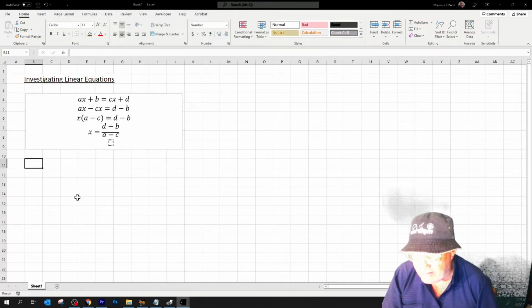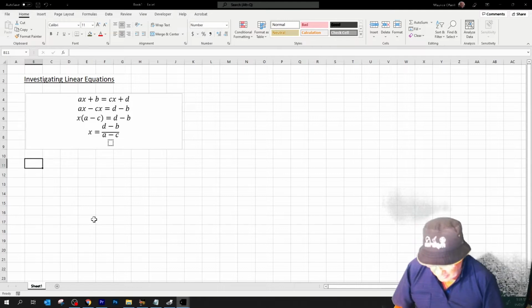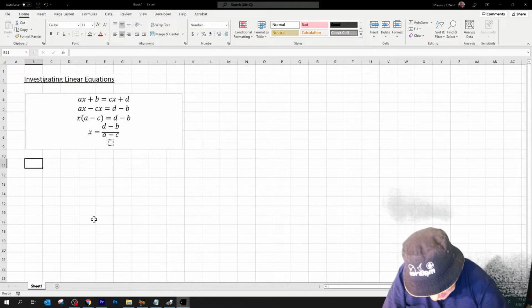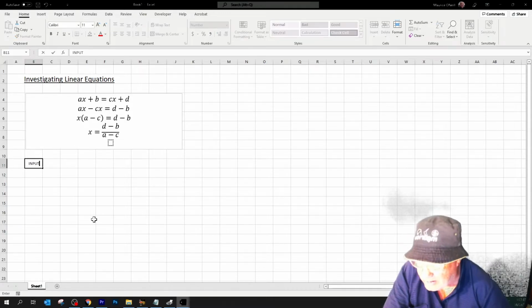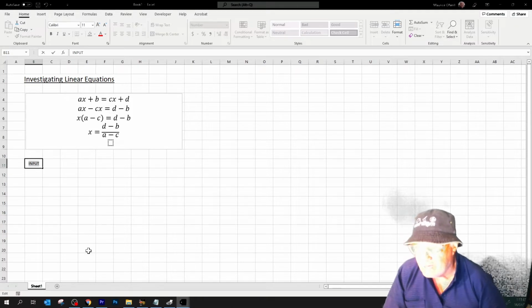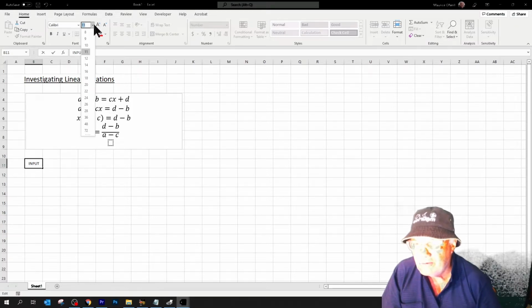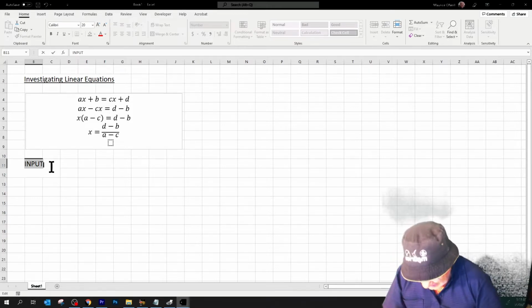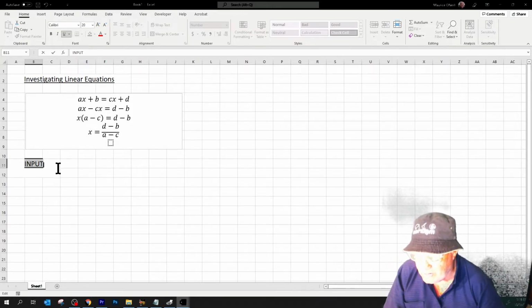What we'll do now is we'll just use a cell for this one. So just go there. I'll go to caps lock input. So this is going to be my inputs here. Control A will select all. I want that to be 20. Okay, and let's underline it. Control U will do an underline.